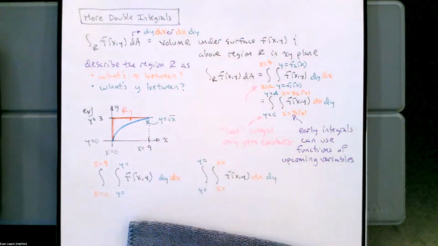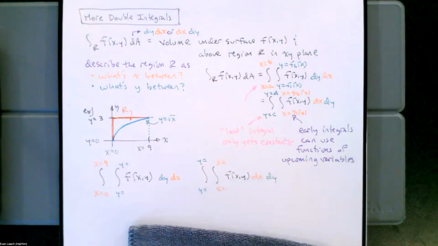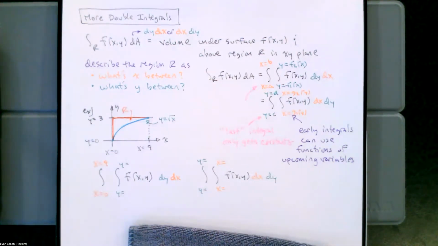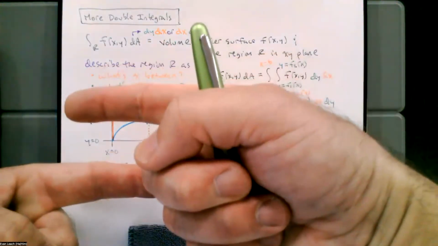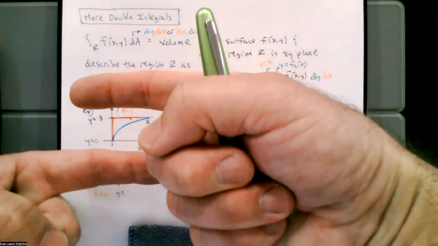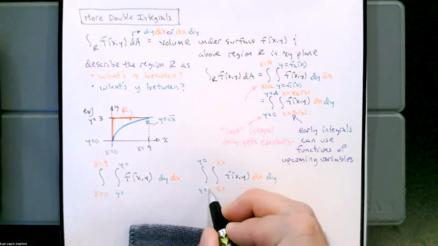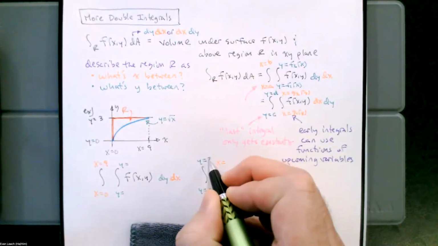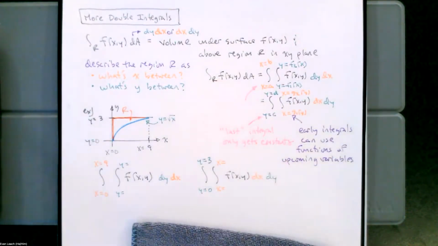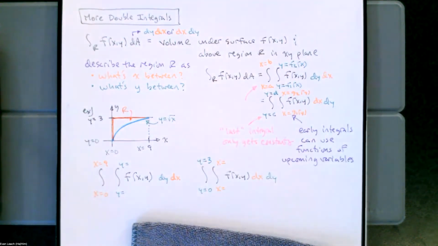In the second integral, I guess I'm going to mix and match. In the second integral, dy is the last integral. That means the y's are going to be constants. Just what values vertically, what values are the y between? That's 0 to 3. The last integral only gets constants. That's the one that we should write down first.